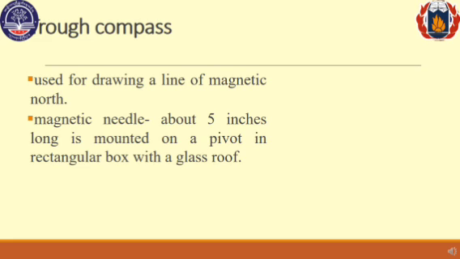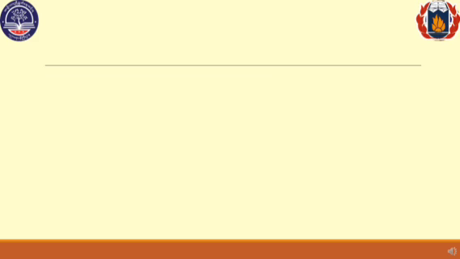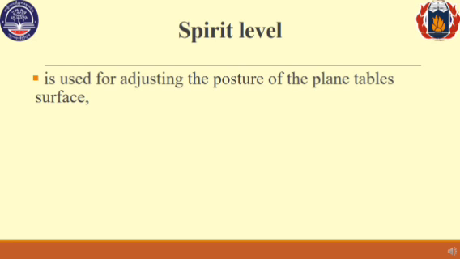Spread level. It is used for adjusting the plane table surface. This is where we are going to be able to check as well, don't you worry. Trash types, slab on there, circular types.